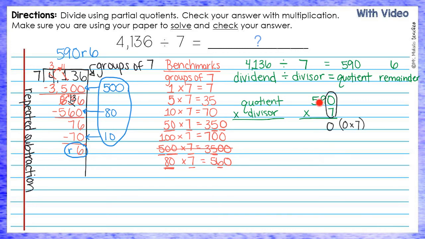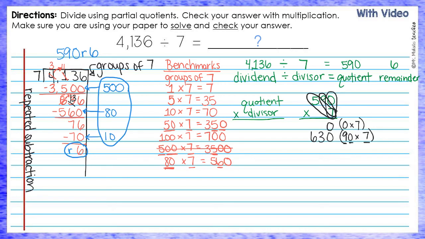Then we multiply the tens times the ones. But the tens, we're going to talk about the value. So that 9 is actually worth 90. So we have 90 times 7. I know that 9 times 7 is 63. And then we have 63 tens. So that would be 630.